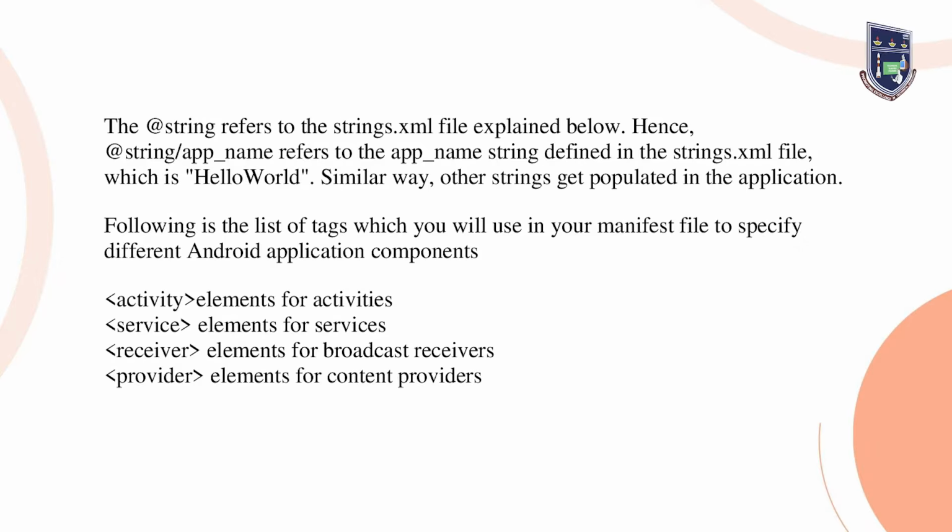Following is a list of tags which you will use in your manifest file to specify different Android application components. First one is activity, whose elements are used for the activities. Second, service, which represents the elements for the services. Then third is receiver, used to represent the elements for the broadcast receivers. And finally, we have provider, which is used for representing the elements for the content providers.